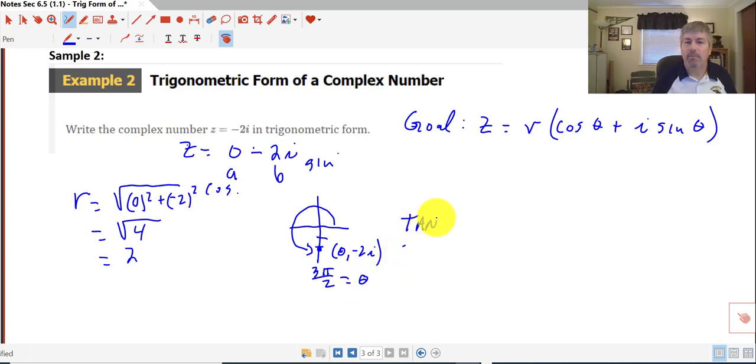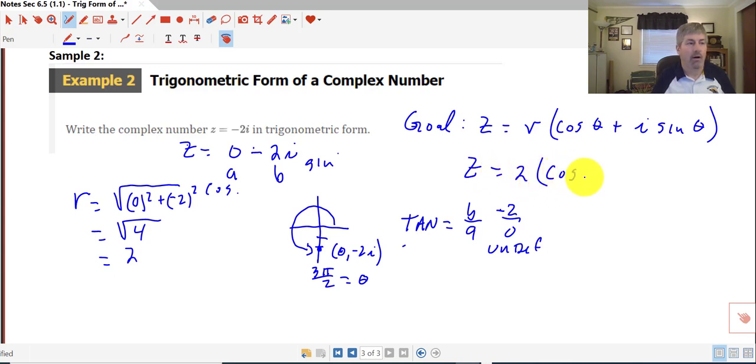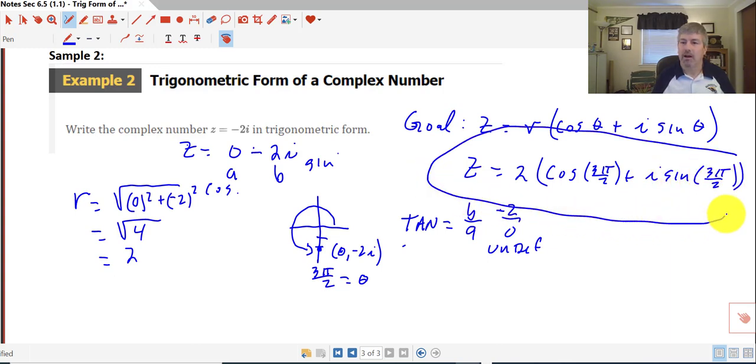Also, backing that up, tangent is sine over cosine, or b over a, negative 2 over 0, or it's undefined. And of course, tangent is undefined at 3 pi over 2. We've got our answer here. z is equal to 2, our r, cosine of 3 pi over 2, plus i sine of 3 pi over 2. We have got our trig form of our complex number.